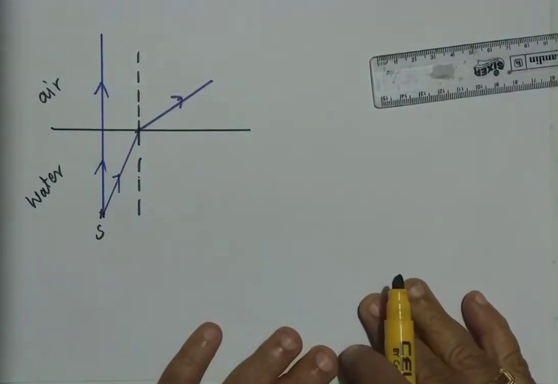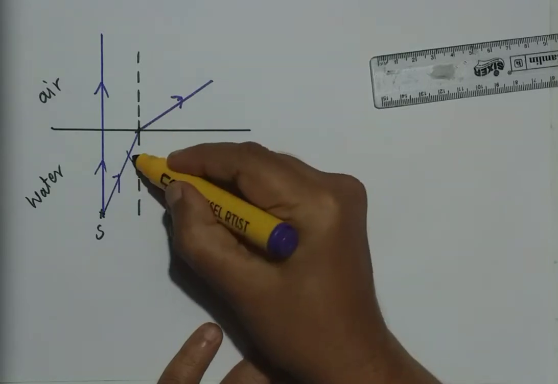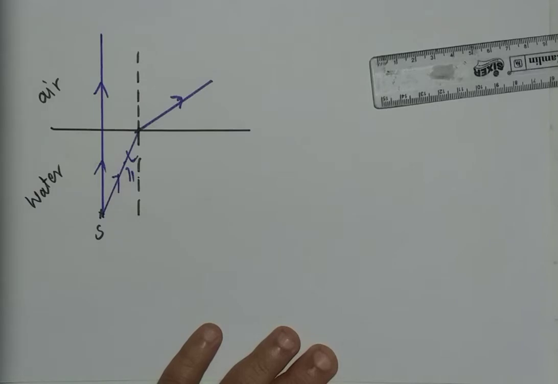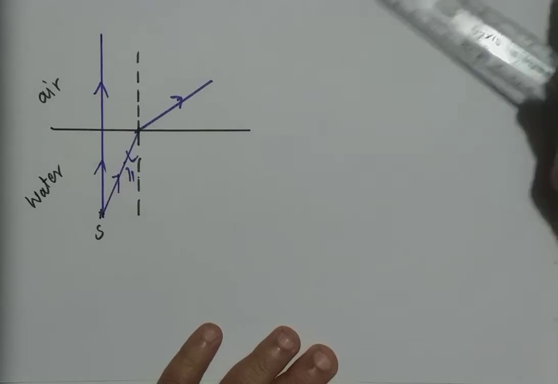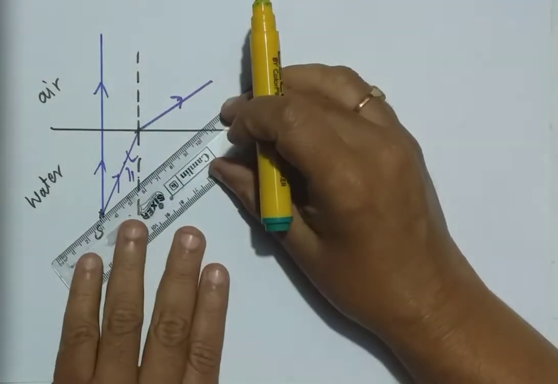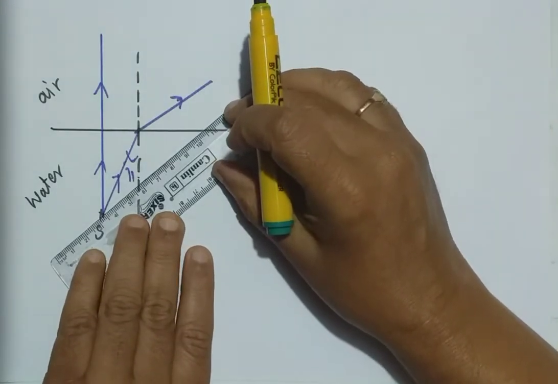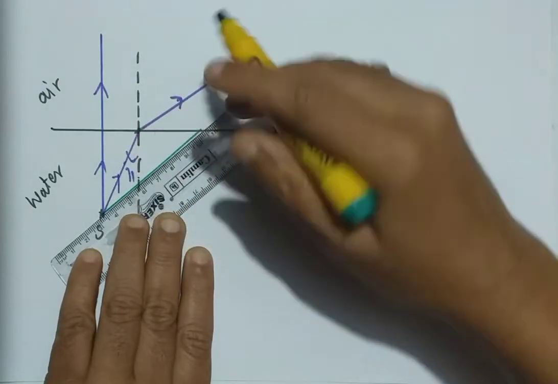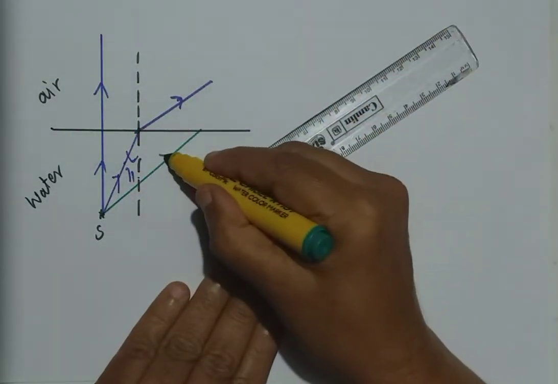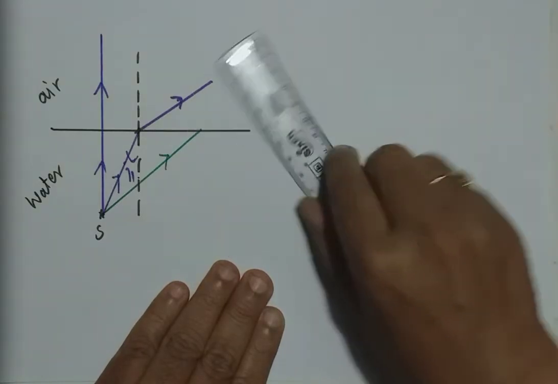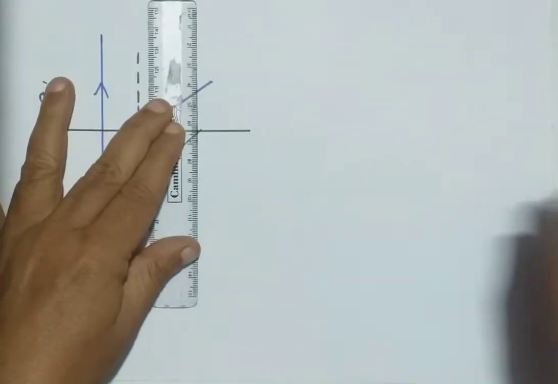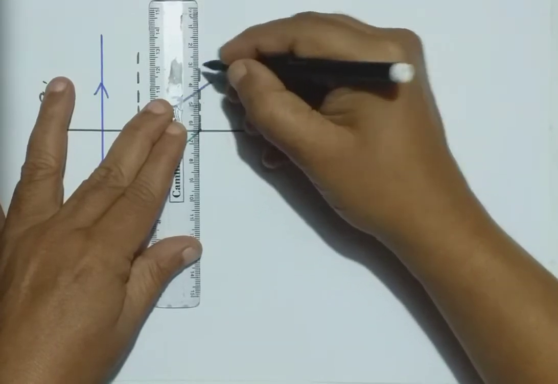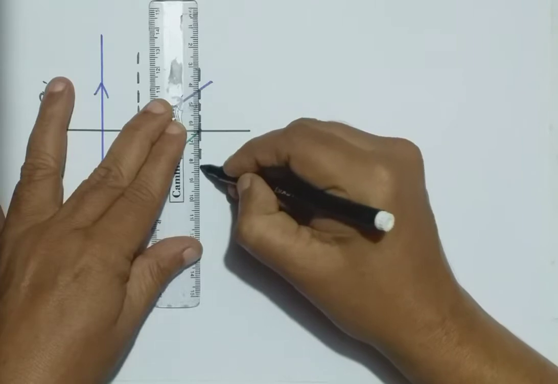Now, this is angle of incidence, I1 I call. Now, I write another light ray from the same source, but at slightly larger angle than I1, like this. Now, if we draw the normal again, just observe what will happen to the angle of refraction now.